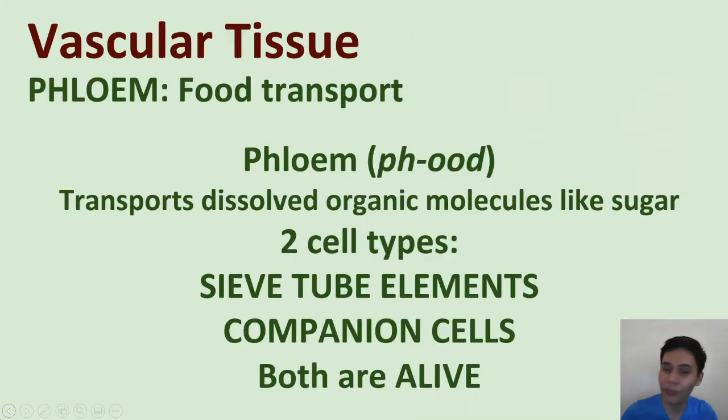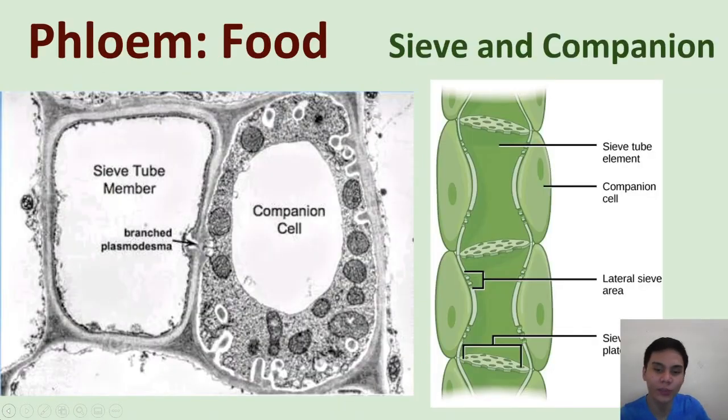On the other hand, your phloem is for food transport. So one way to remember it is that phloem stands for food. So it transports dissolved organic molecules like sugar in the form of glucose. And there's two cell types. Again, there's the sieve tube elements this time and the companion cells, both of which need to be alive, living cells. They are types of parenchyma because they need to be able to transport these organic molecules in an active way. So it performs active transport.